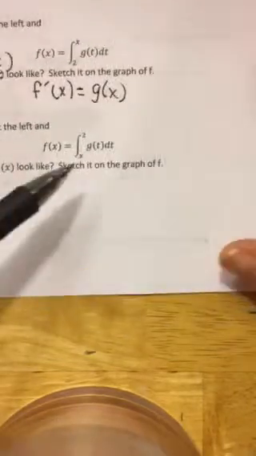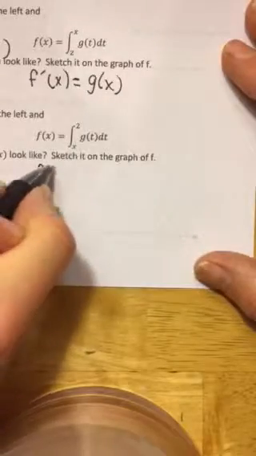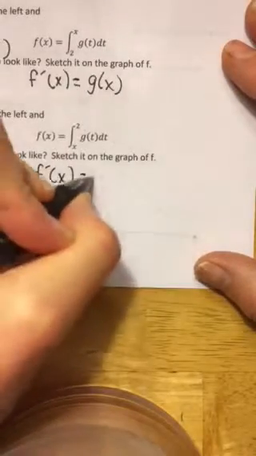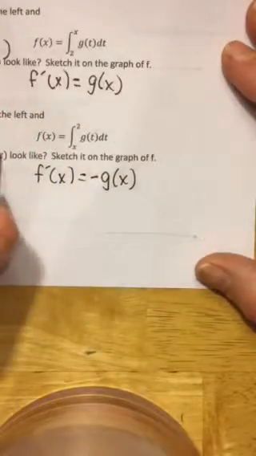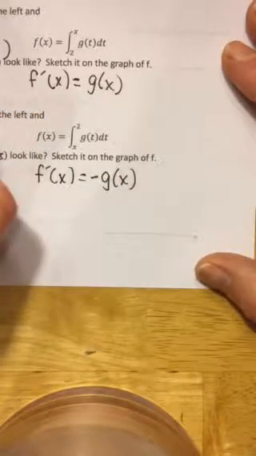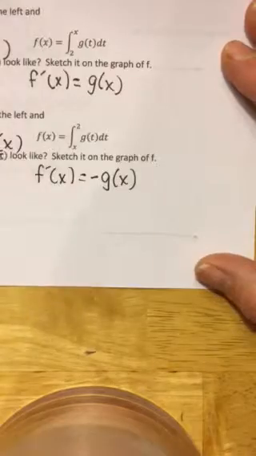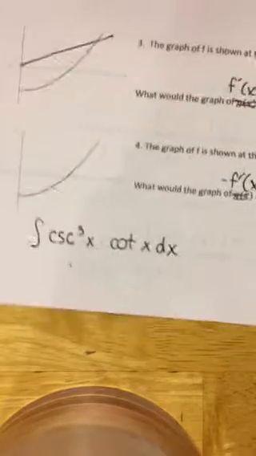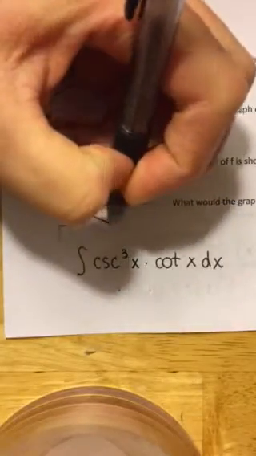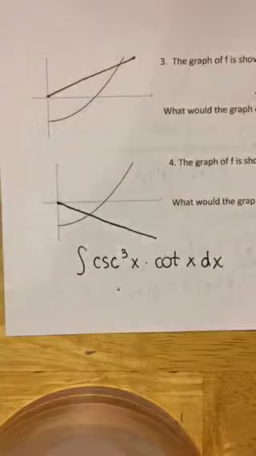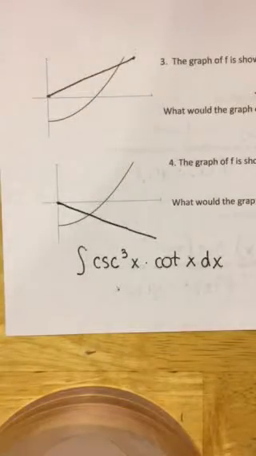Down here again, since we have the x as our lower limit, on number 4, f prime is going to equal the negative of g of x. So what would the graph of the negative of f prime of x look like? Well, just taking a look at the graph we drew from 3, the negative of that graph is going to be starting about 0, decreasing, and negative.